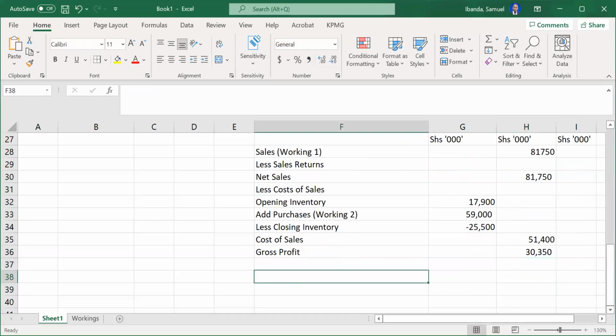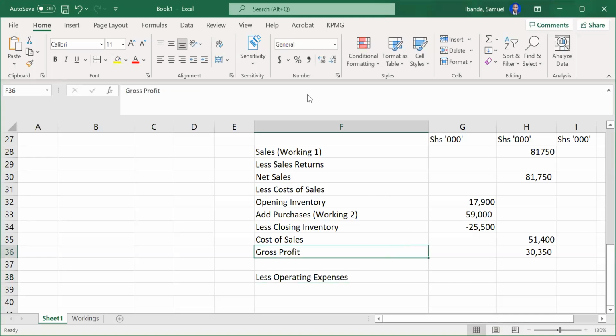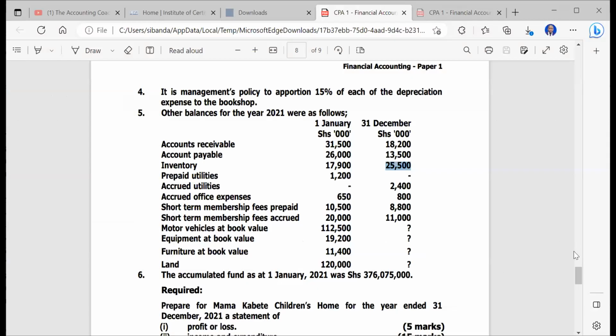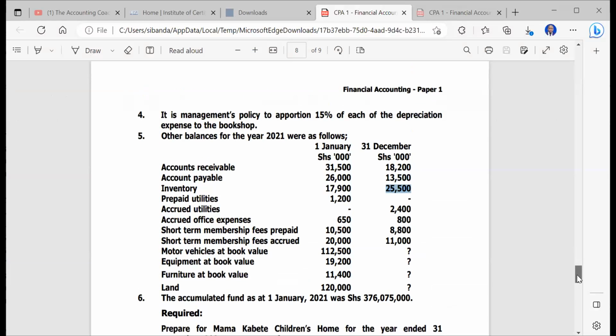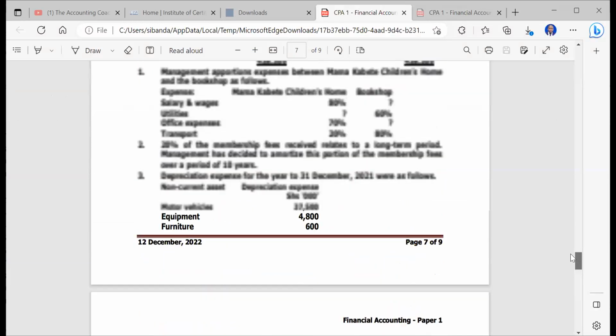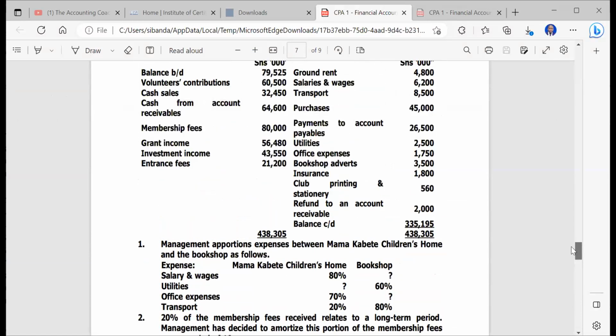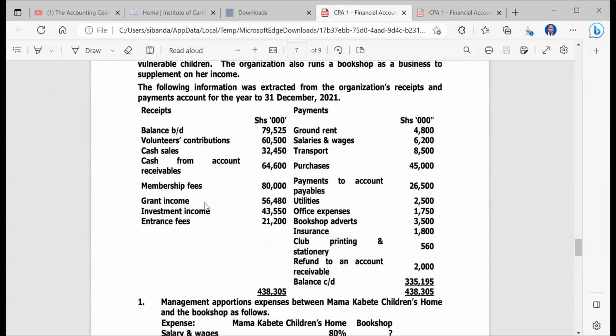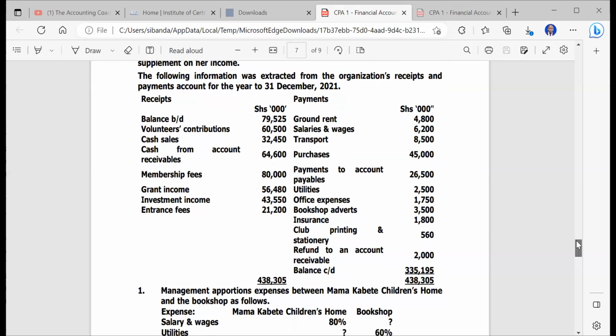After I have done that, I'll now go to look at my operating expenses. Less operating. Again, for you to remember that we are now looking at the bookshop. The examiner was bright. They didn't tell you either bookshop or what, but for you, a student of this class, you know that whenever they ask you for profit and loss for a non-for-profit, they want you to do it for the profit business. So now I'll come and look for expenses that relate to the bookshop.